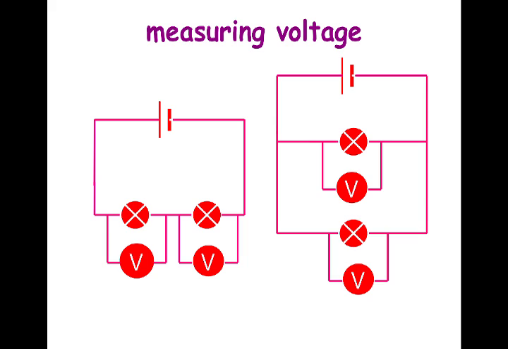So in these, we have a series circuit on the left. You see there's two lamps, they're in series. The voltmeter is connected across from one side of the load to the other, and there's actually two voltmeters. And the one on the right is a parallel circuit. So these two lamps are parallel to one another, but the voltmeters still have to be hooked up on either side across the lamp.